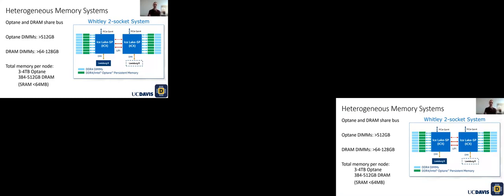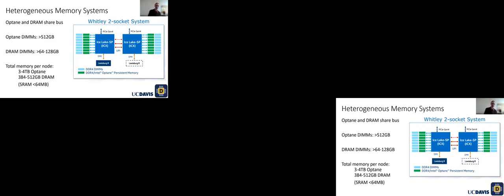So what does this look like in a system? As it's on the memory bus, this Optane or 3D Crosspoint shares the bus with DRAM. And so you essentially take out half of your DRAM DIMMs and replace them with Optane DIMMs. What it gives you is a lot more memory capacity. A single Optane DIMM is up to like 512 gigabytes of memory, whereas DRAM is like 64 to 128 gigabytes. It also allows you to really increase the amount of memory per node. On a single socket here, you're going to have something like 3 to 4 terabytes of Optane, but only 384 to 512 gigabytes of DRAM.